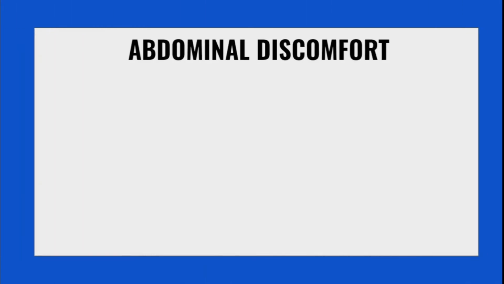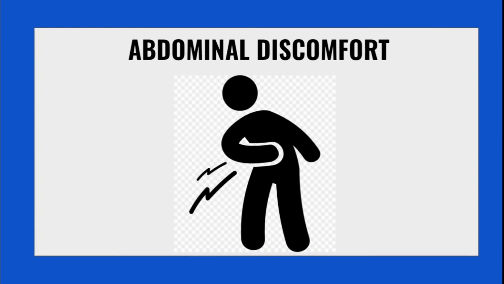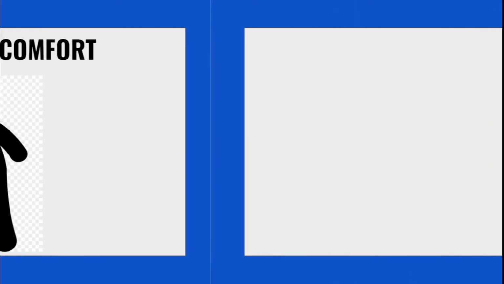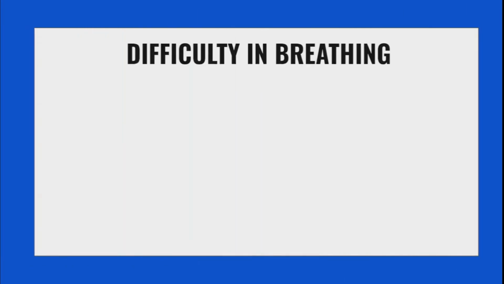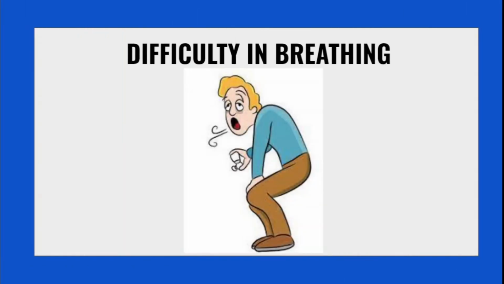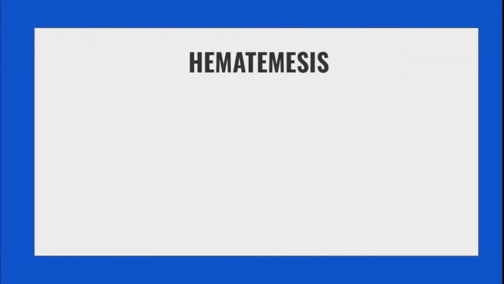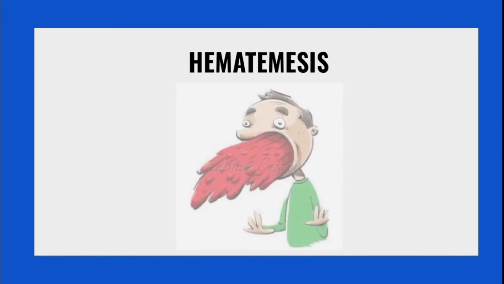The second clinical manifestation is abdominal discomfort. Yes, if there is pain, there is discomfort. There will be heartburn. As I said earlier, increased acidity can cause heartburn. Next is difficulty in breathing. Next is hematemesis. This is the extreme level of symptom that you will observe in a gastric ulcer patient, that is hematemesis.